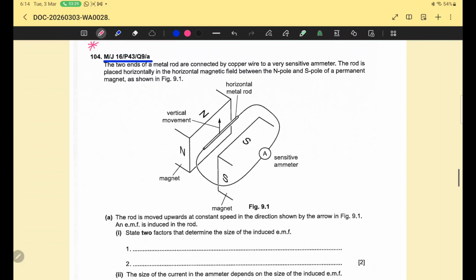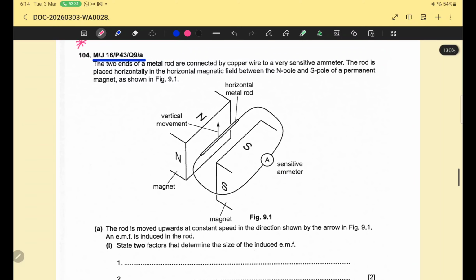And now the question is here, the question on your screen. The two ends of a metal rod are connected with a copper wire to a sensitive ammeter. The rod is placed horizontally in the horizontal magnetic field. And now the rod is moved upward.